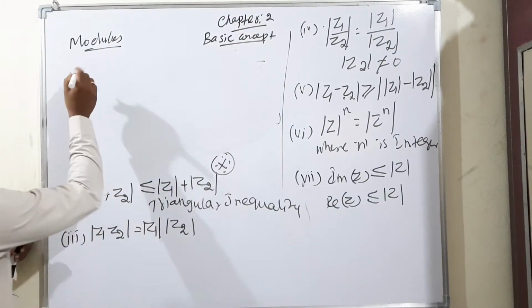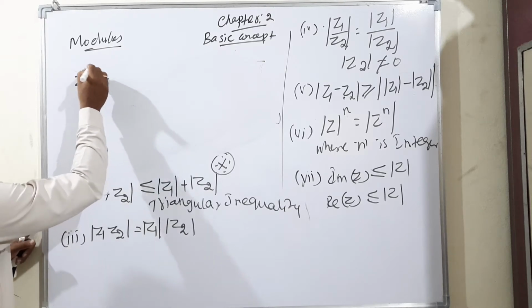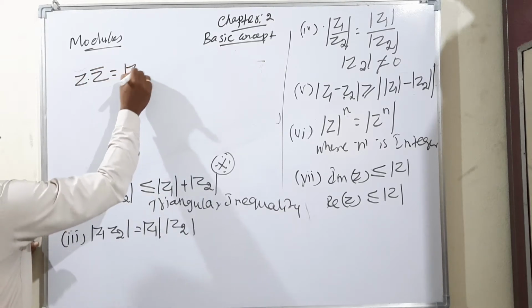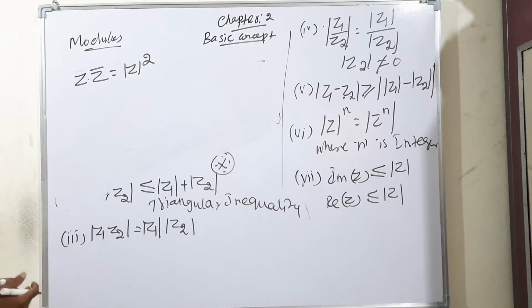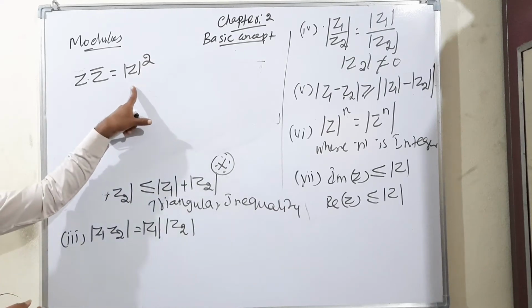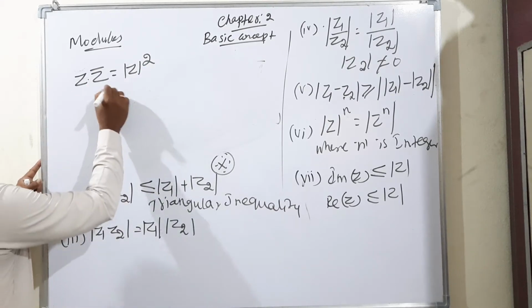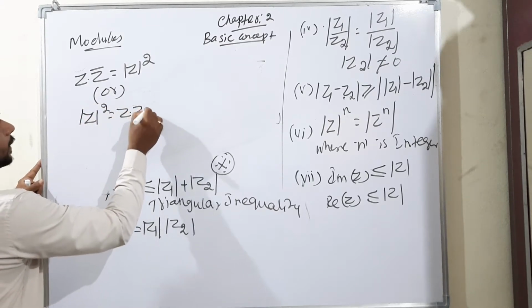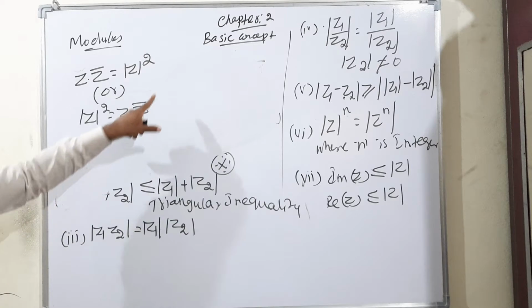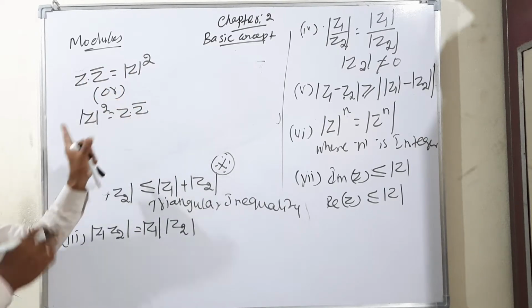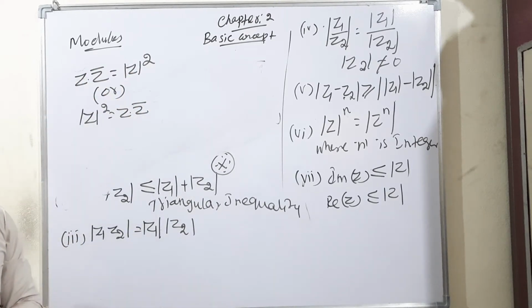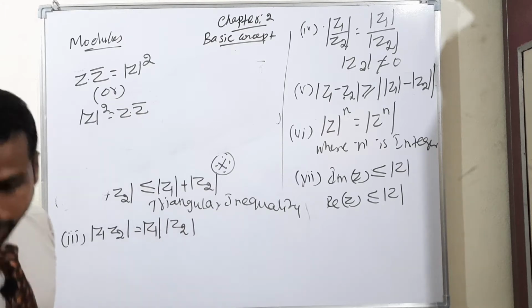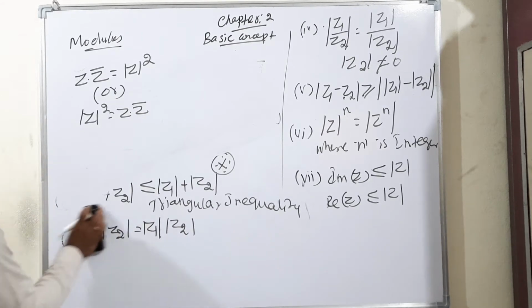Another important one: z into z bar is equal to modulus of z square. This is one of the important conditions. Or, modulus of z square is equal to z into z bar. Many problems depend on these 2 points. Then the distance between 2 points.